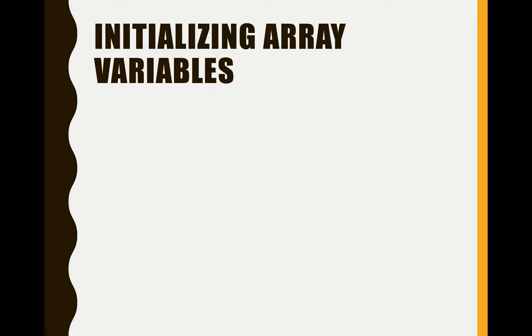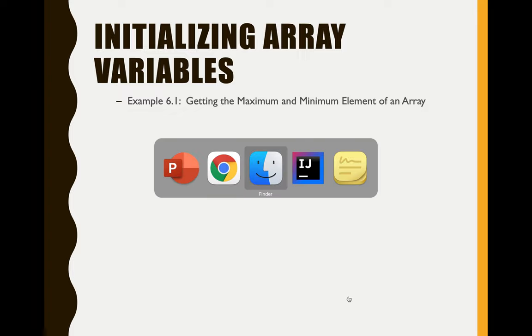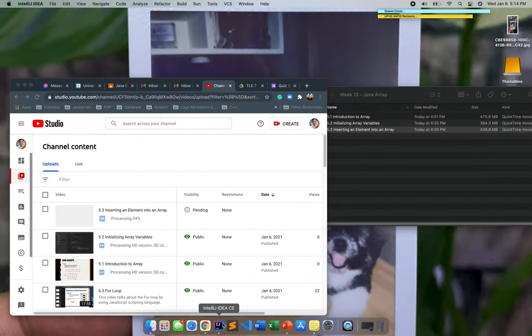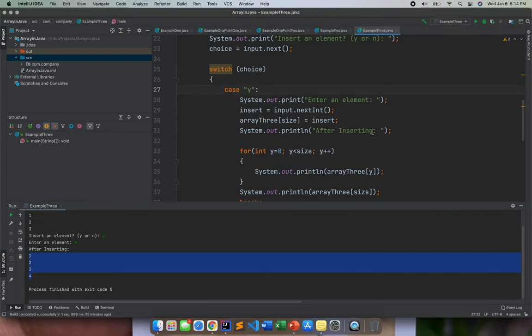Hi guys, this is our last example in single dimensional array. Our last example is about how we can get the maximum and minimum element of an array. Let me show again my IntelliJ, one moment. Okay, there you go.